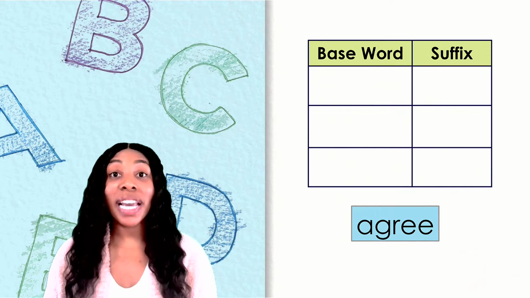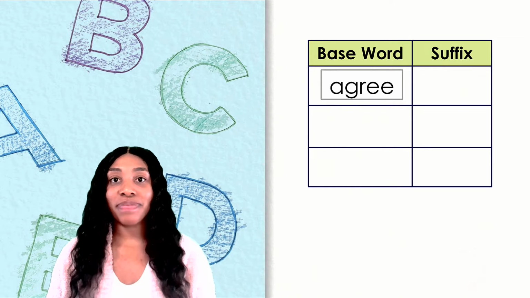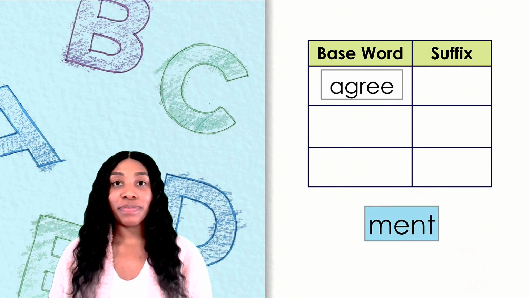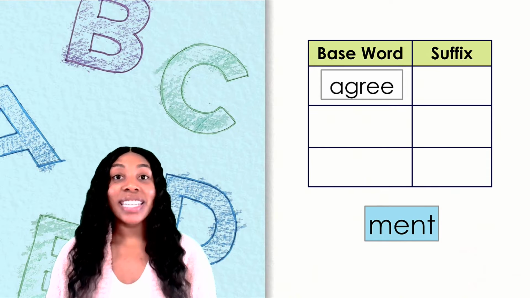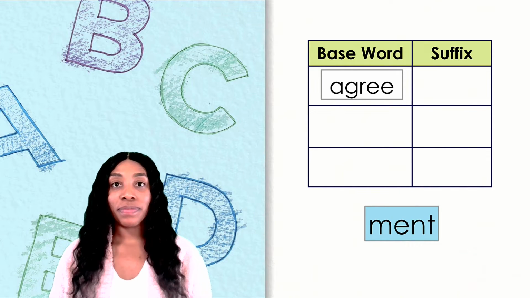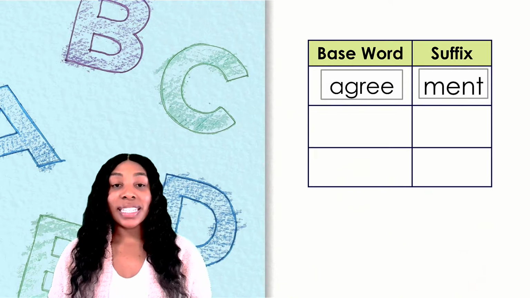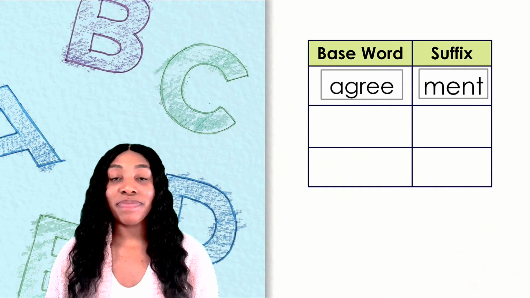Agree is a base word. We can add affixes to it to change its meaning. Here's our next word. Meant. Is meant a base word or suffix? Meant is a suffix. It means the result of an action.